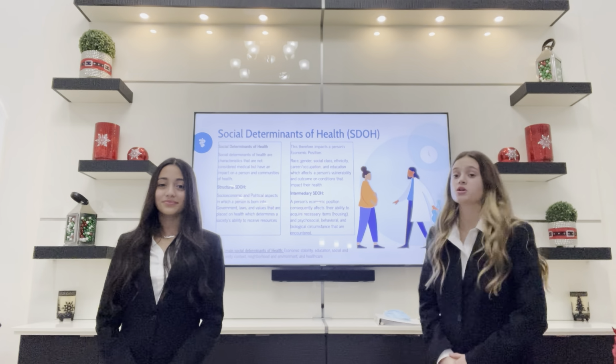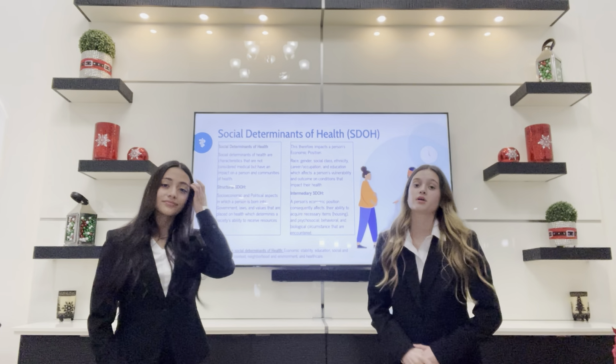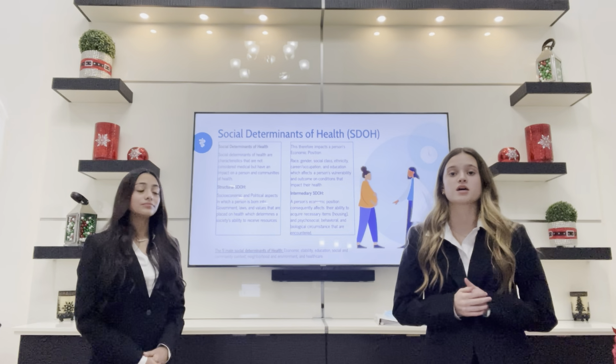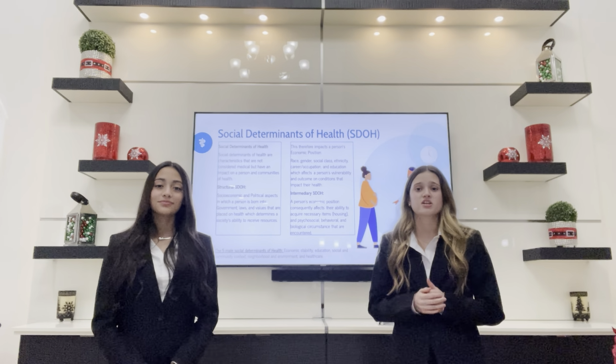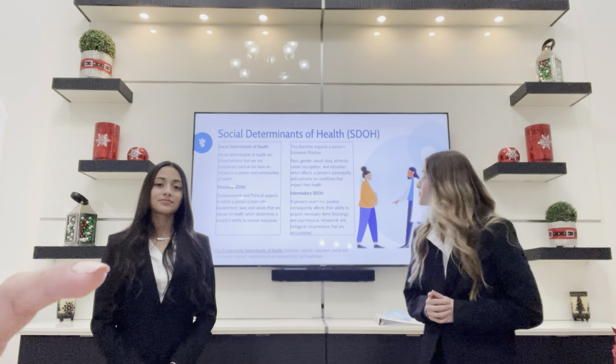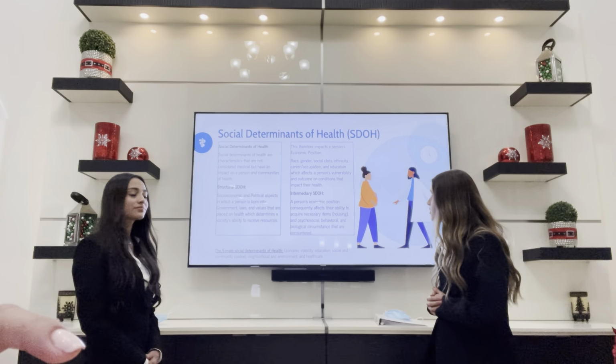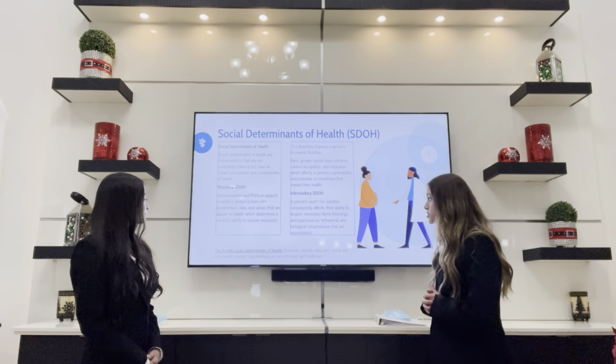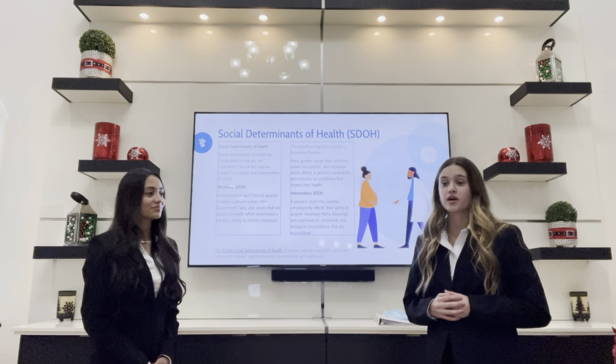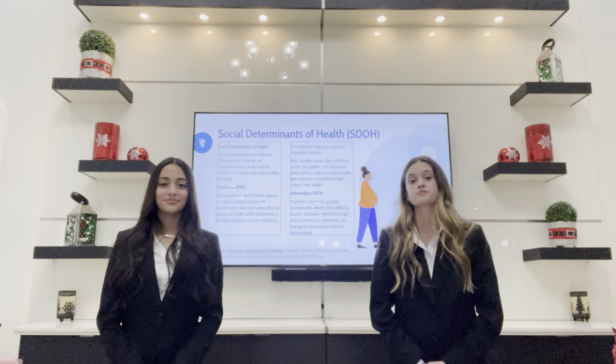Economic position also affects the second social determinant of health. It does this by affecting the person's ability to acquire necessary items, such as housing. The five main social determinants of health are economic stability, education, social and community context, neighborhood environment, and healthcare.